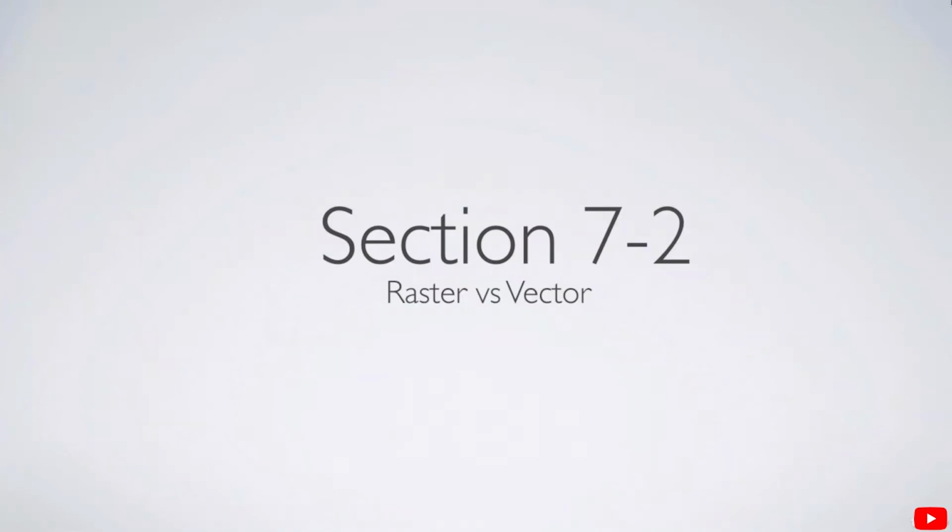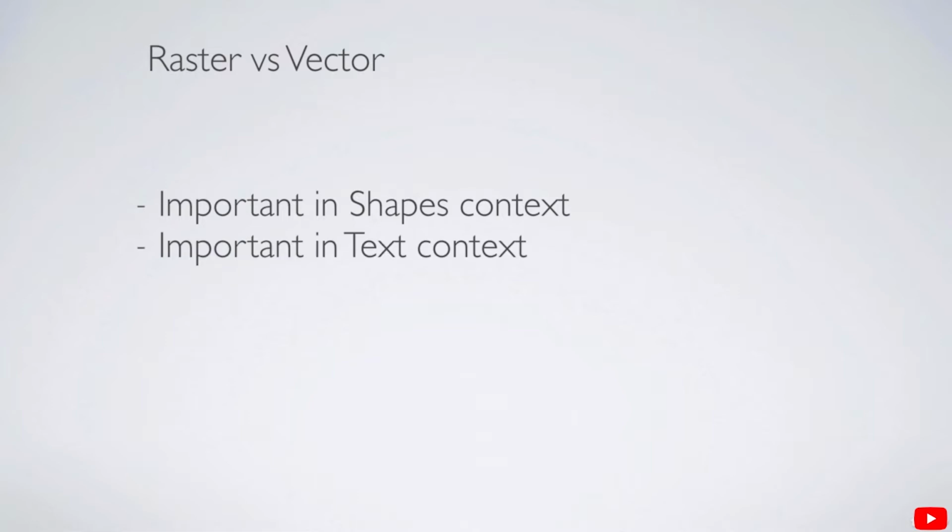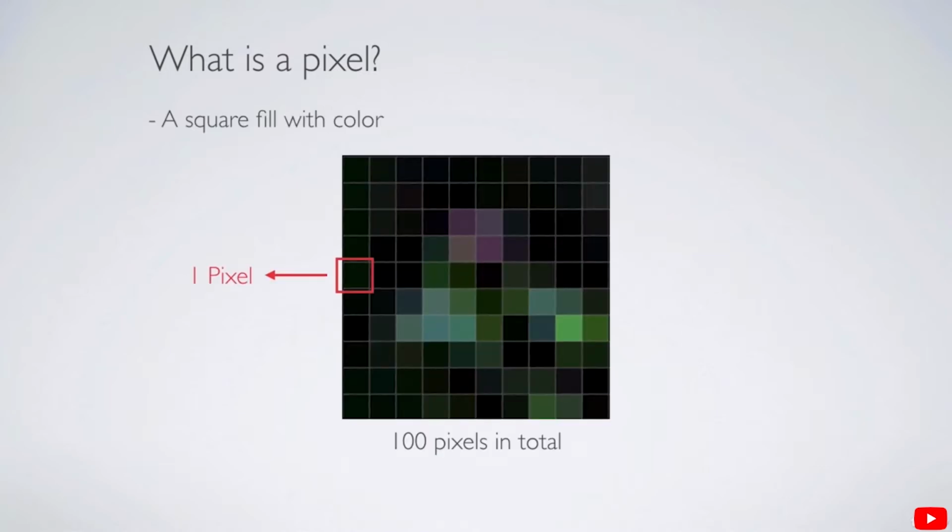Before you can learn how to create text, you will first need to understand an important concept: the concept of raster and vector. This knowledge is particularly important in the context of text and shapes. First, let's understand what a pixel is. A pixel is a single unit element, and an image is made up of many pixels. Thinking about it another way, a pixel is just a tiny square of a single color, and an image is made up of many different pixels, which can be of many different colors.